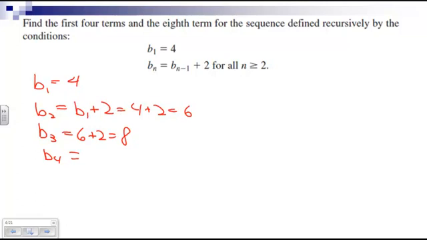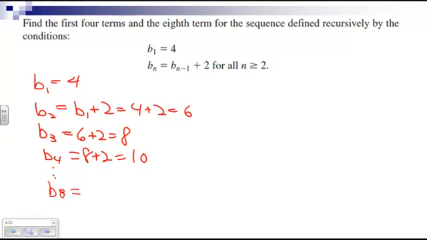Take the previous term, add 2 to it, get 10. Great. Now the harder thing. What about b sub n? How are we going to describe the nth term? Oh, I'm sorry. They don't want the nth term. They want the 8th term.